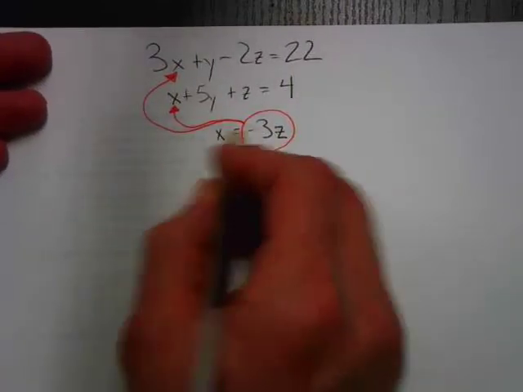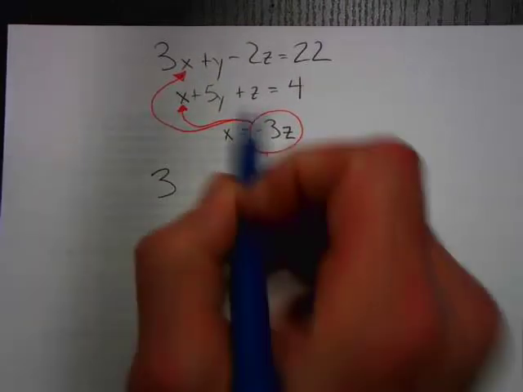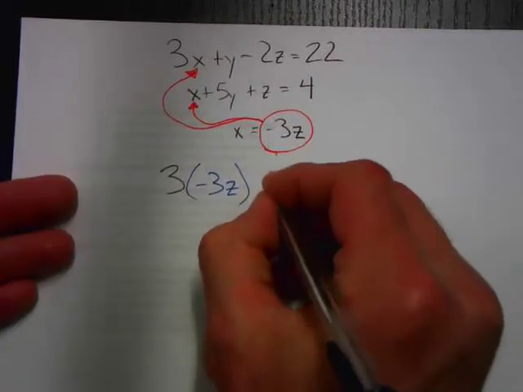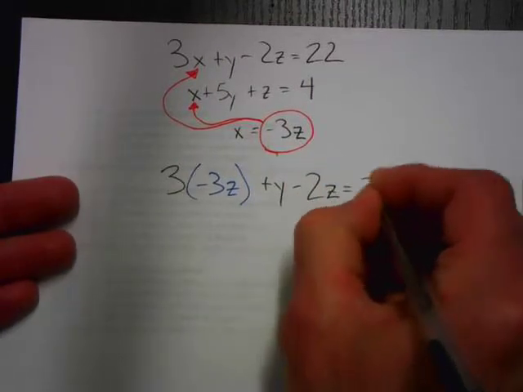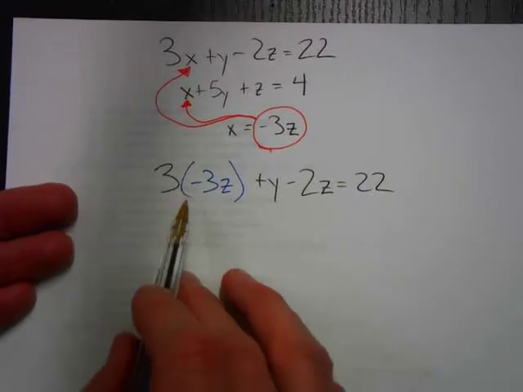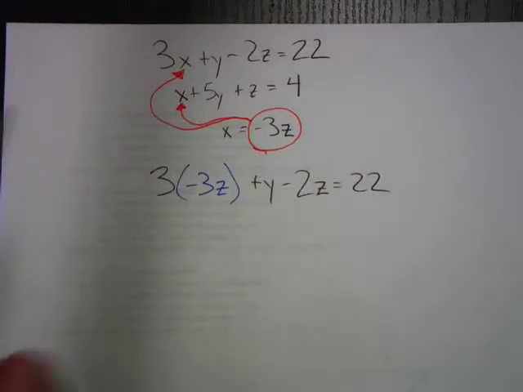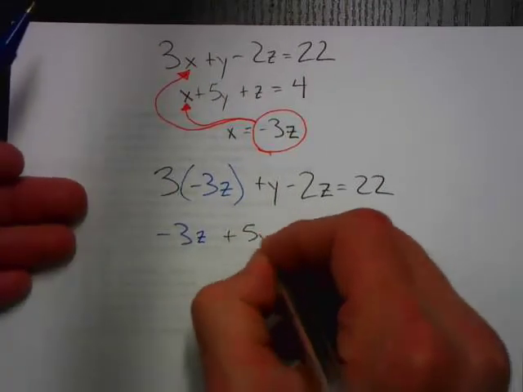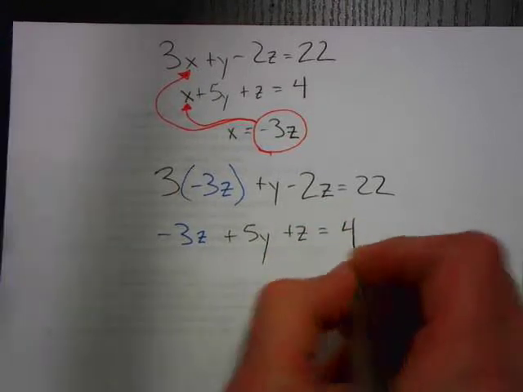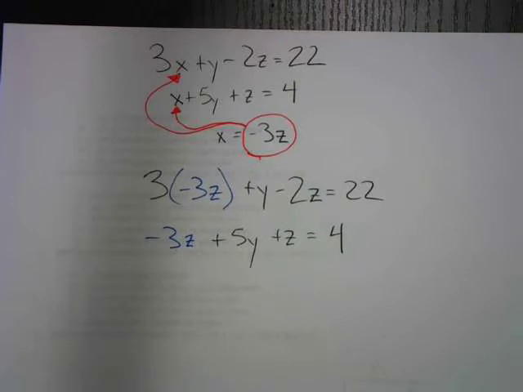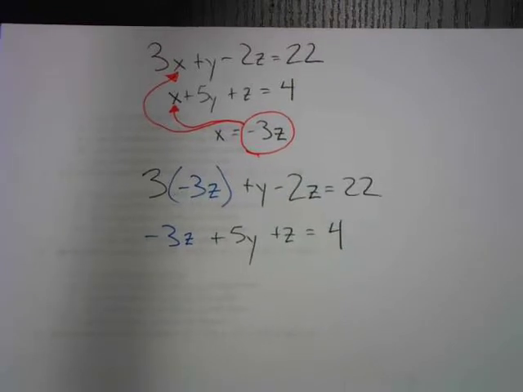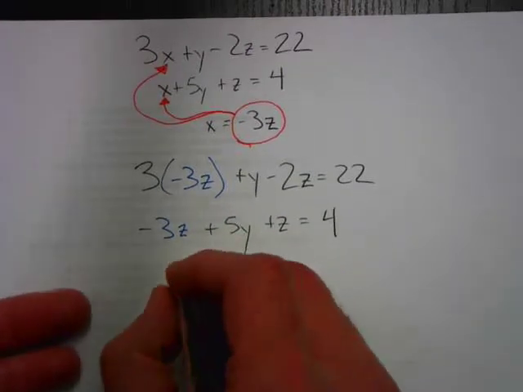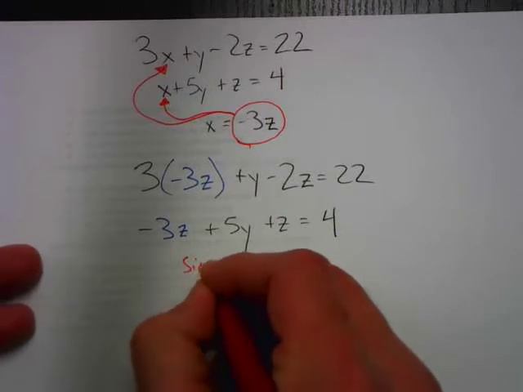So now that I know what x is, negative 3z, I can rewrite my first 2 equations. My x is negative 3z. Everything else stays the same. That's my first equation now. And then I would have my second equation, x plus 5y, but there's no longer x, it's negative 3z, and that's equal to 4. And so I have my first 2 equations that are completely rewritten in the same 2 variables. They're both in y and z. All I need to do now is simplify them both.